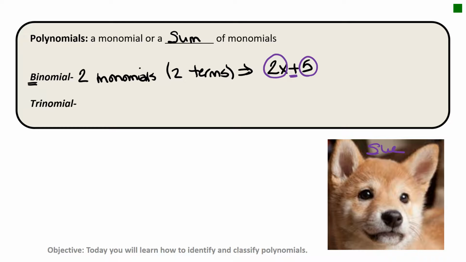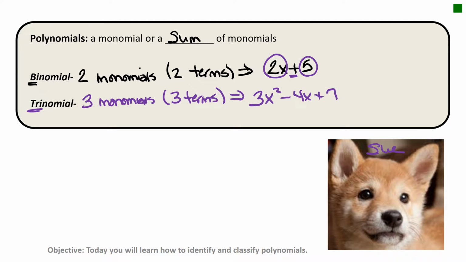Okay. Tri, like a tricycle, means three monomials being added together, or three terms. So it's going to look like this: 3x squared minus 4x plus 7. Now, those aren't what the terms are always going to be. It's just going to be one term, a plus or a minus, another term, a plus or a minus, and then the last term. Okay?